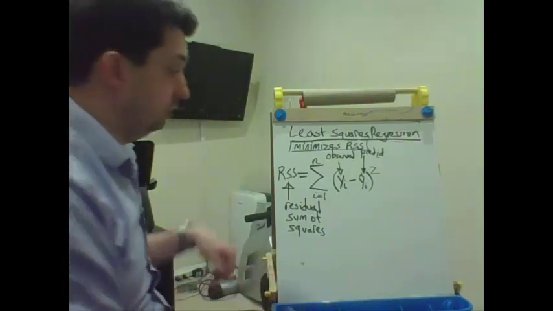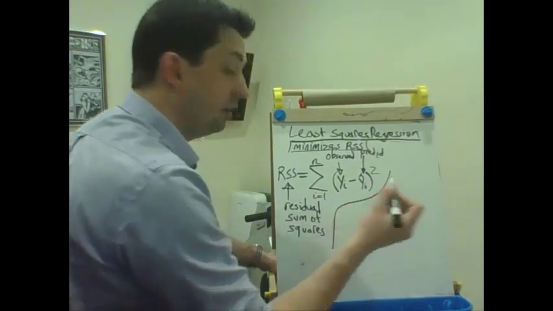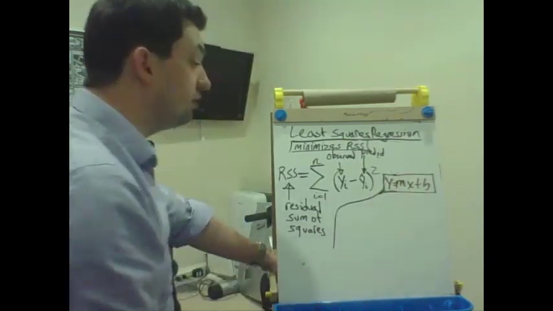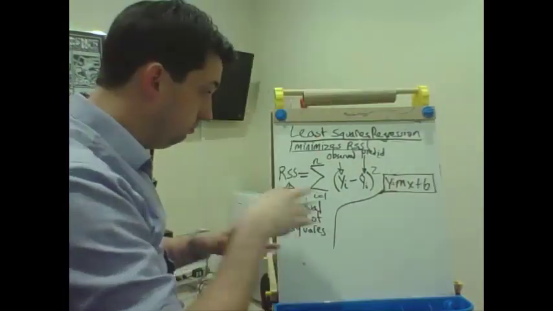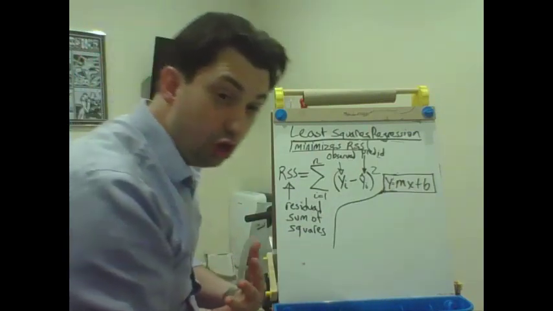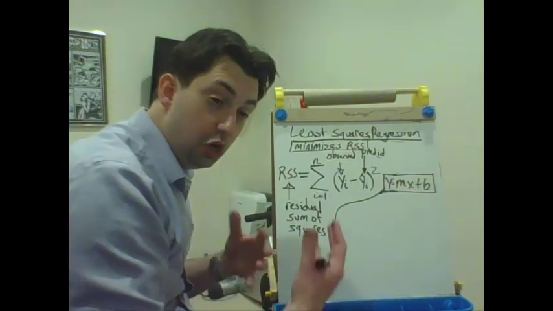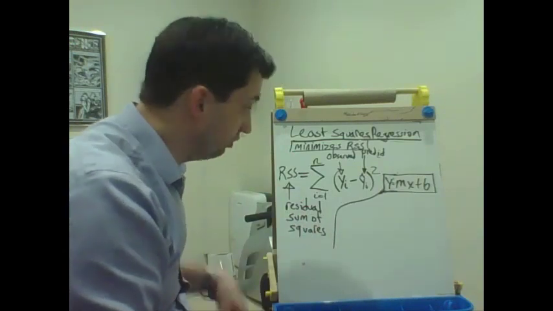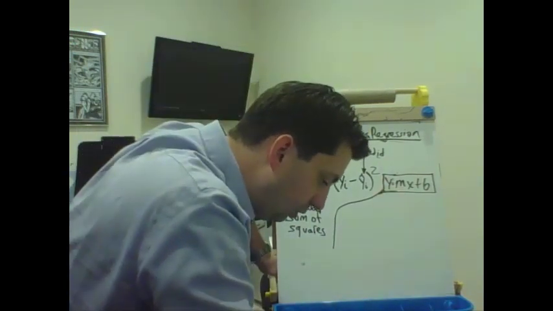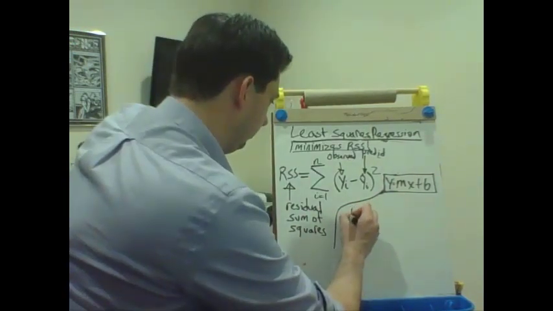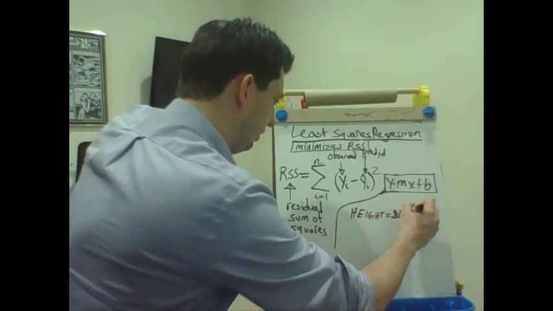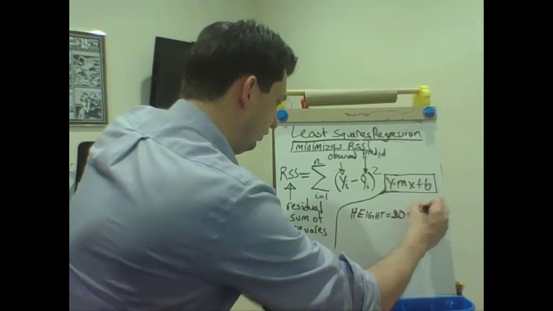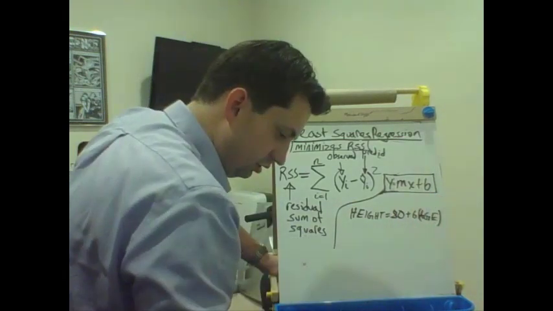What you have to know, one of the things you have to know, is the familiar intuition behind y equals mx plus b. The math, the algebra doesn't change at all when we're doing least squares regression. Like, let's suppose that our equation is height equals 80 centimeters plus 6 age.